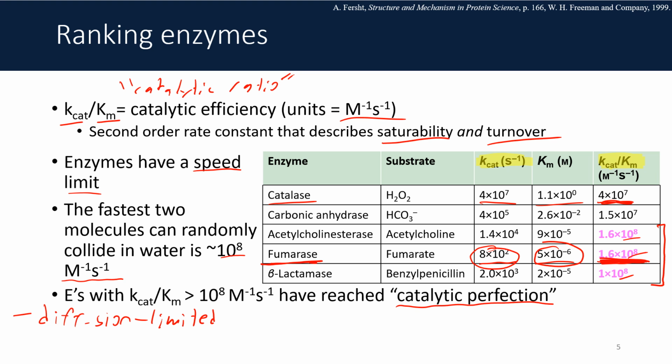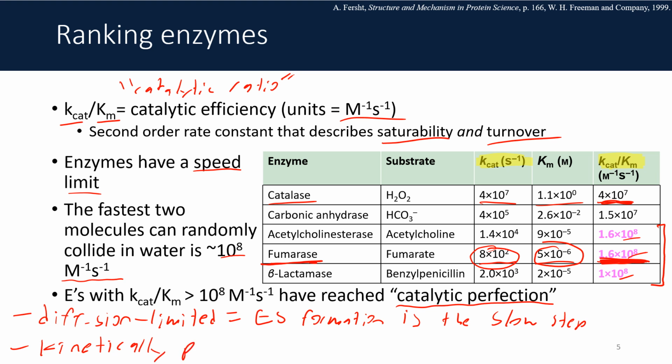Which means the formation of ES is the slowest step. Another word or term is kinetic perfection, or the enzyme is kinetically perfect. It can't be made any faster.